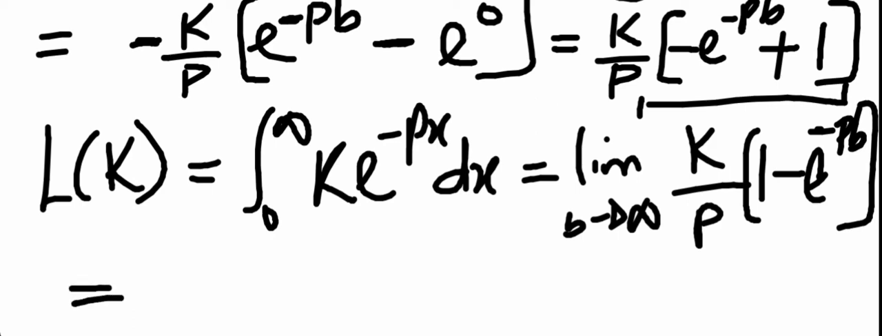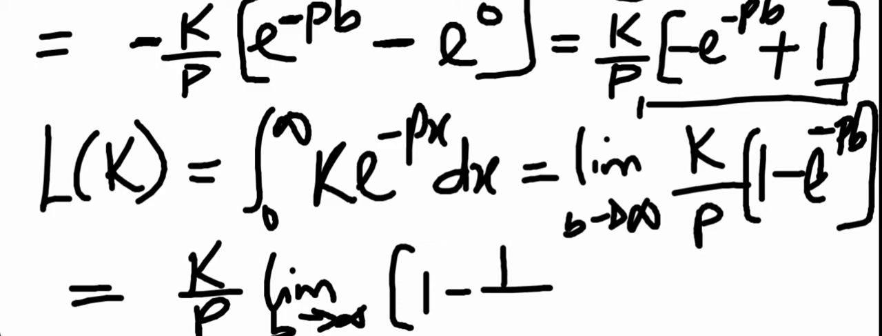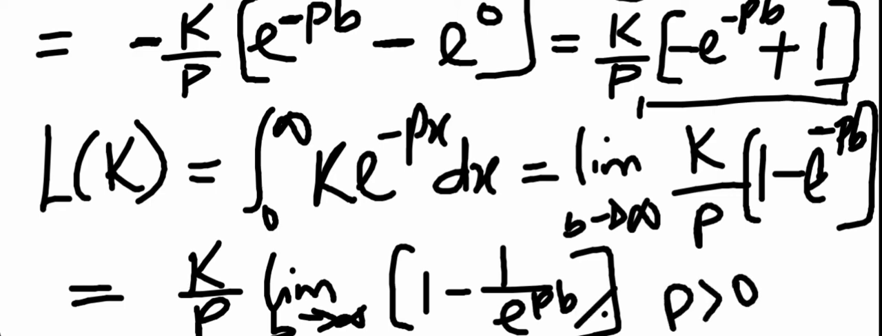So this is equal to, this is a constant, I can take it out. Okay, so this will give me k over p times the limit as b goes to infinity of 1 minus 1 over, you know that this has a minus sign, so this is exponential pb. You know b is going to infinity here, so this is actually going to make sense only where p is bigger than 0. Okay, so if we take p to be bigger than 0, we are going to have what?